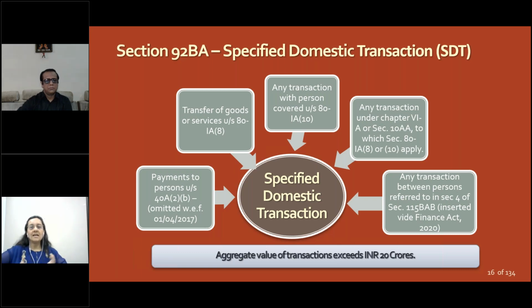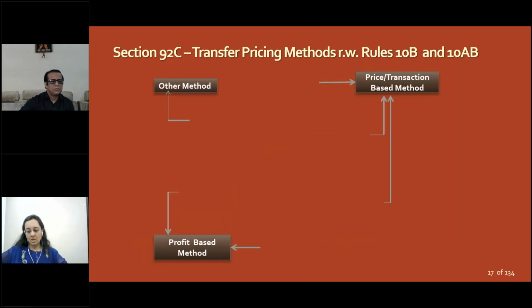Now the entire SDT regime has a criterion of 20 crores. So in aggregate, if the SDTs are more than 20 crores, then transfer pricing applies. If it is less than 20 crores, transfer pricing does not apply. And this has to be seen not on a transaction to transaction basis, but for an aggregate amount of transactions.